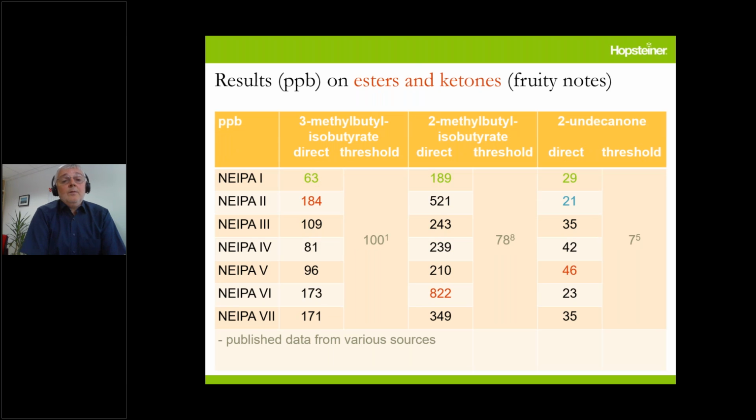The next class of substances are the esters and the ketones.